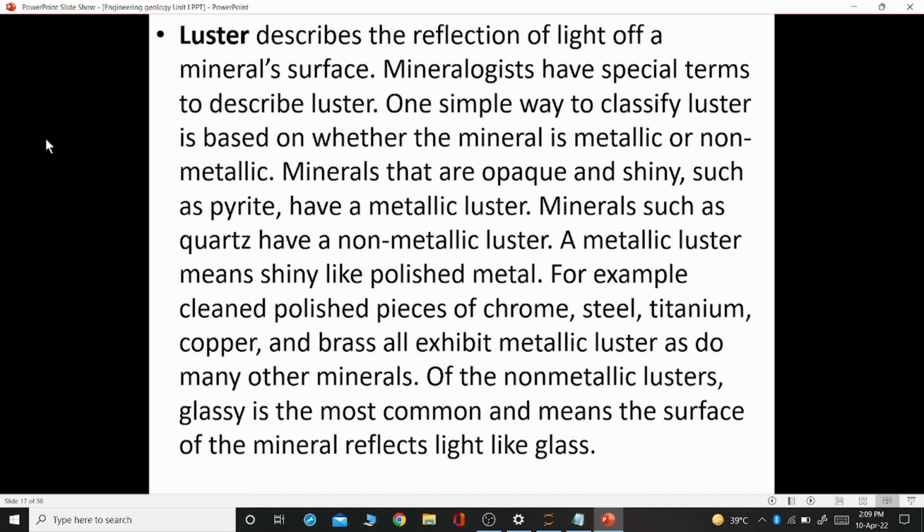A metallic luster means shiny like polished metal. For example, clean polished pieces of chrome, steel, titanium, copper and brass all exhibit metallic luster, as do many other minerals. Of the non-metallic lusters, glass is the most common and means the surface of the mineral reflects light like glass.